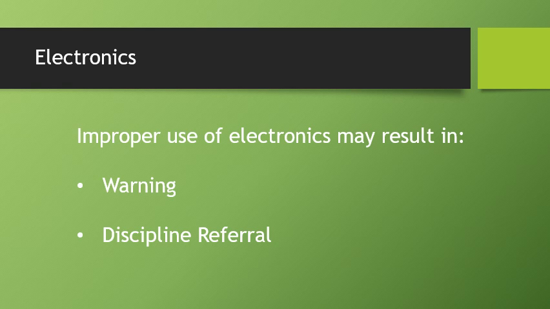Because of the existing electronics policy at Melbourne High School, the discipline ladder for electronics is a little bit shorter than other activities. So if your son or daughter is using their cell phone or my classroom computers inappropriately, the first thing that will happen is they will get a warning. I'll let them know that what they're doing is not appropriate, and if they continue it, that will result directly in a disciplinary referral.